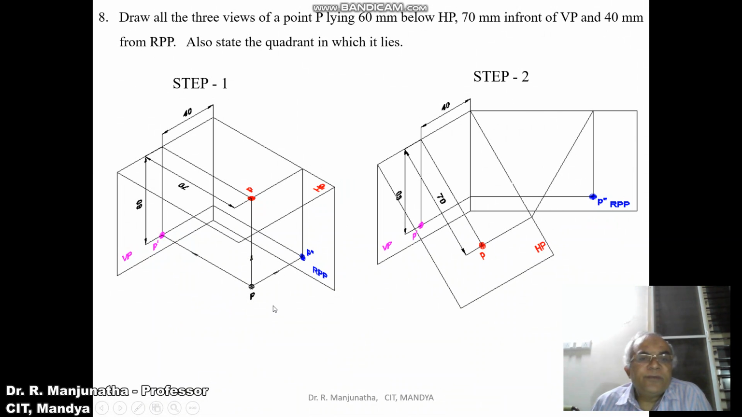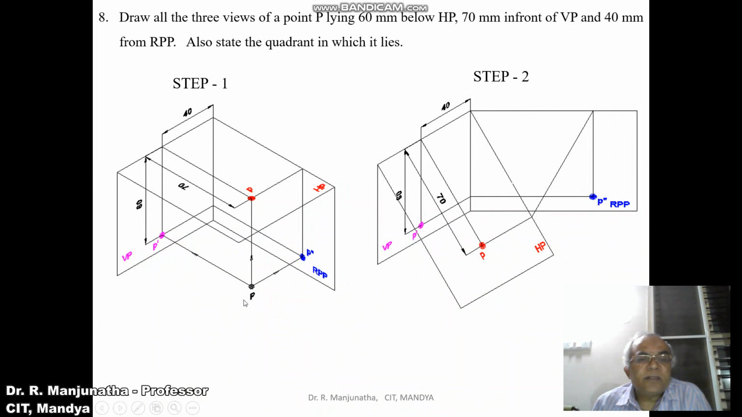When you look from the front view, we can see the distance below HP. That distance is visible in the vertical plane. Then when you look from the top view, we can see the distance in front of VP. That in front of VP distance is 70 mm, and it will be visible only in the top view, that is here, 70 mm. And when you look from the side view, we can see the distance below HP and also the distance in front of VP.